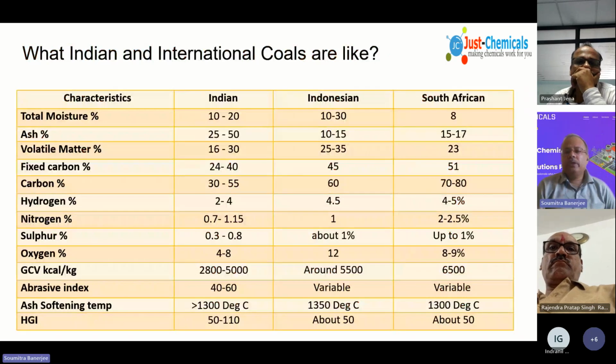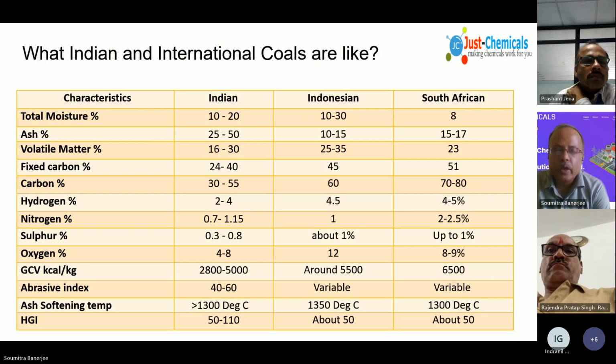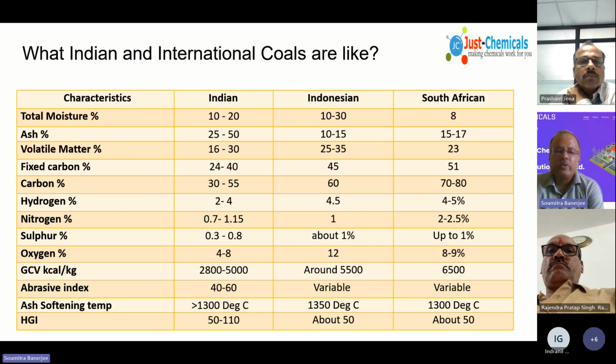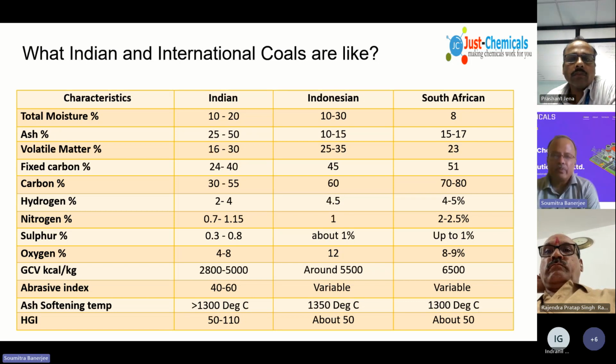Now, what Indian, Indonesian, and South African coal look like to me, with the data I have, is mentioned over here. Okay, GCV for Indonesian coal is about 5500, whereas South African coal is 6500. If you see the total moisture, for Indonesian coal it should have been between 10 to 30 percent, while South African coal is only 8. In these conditions, South African coal proves to be better in many senses, whereas the ash percentage is slightly higher, but it's still manageable.